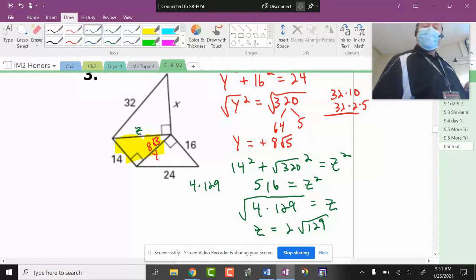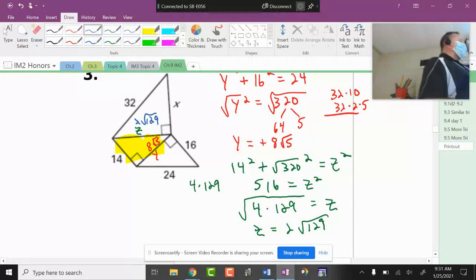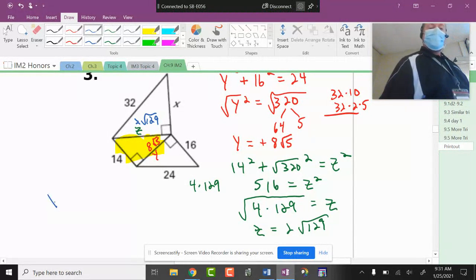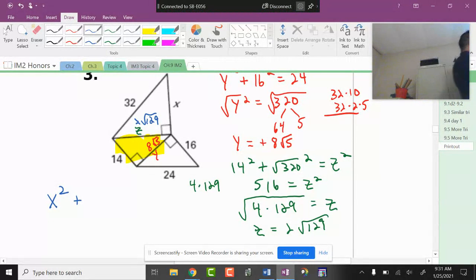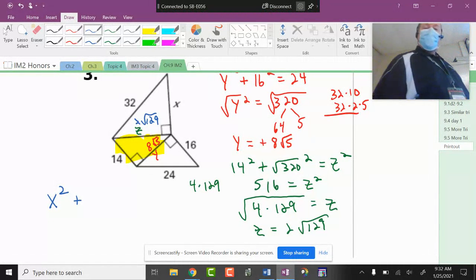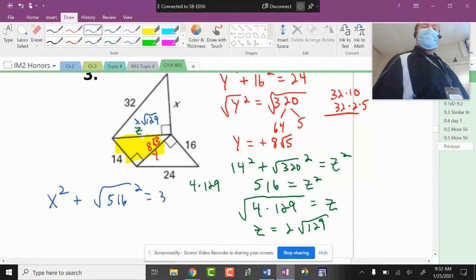But now that we got this 2 root 129 for this side, I did do this with the other class. How would I find x? 32 is the hypotenuse. So it'd be x squared plus, instead of 2 root 129, I would just write root 516 because that's where this came from, squared equals 32 squared. And then you continue the process.